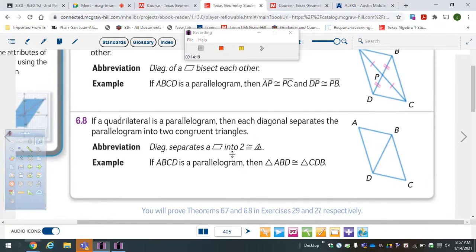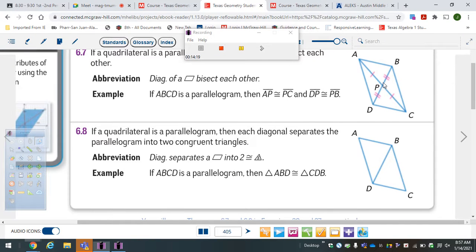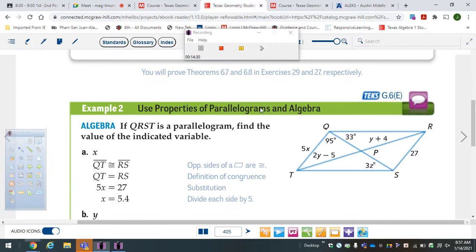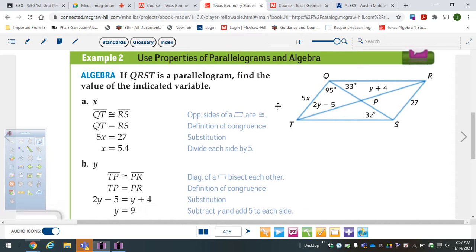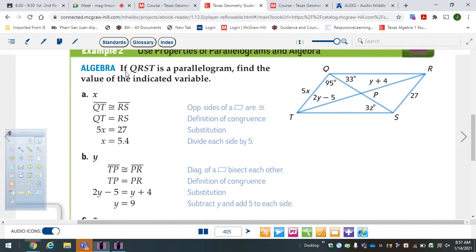Okay, guys, let's use this to our advantage. Remember, diagonals bisect each other. And remember that when the diagonal is drawn, it separates the parallelogram into 2 congruent triangles. So use properties of parallelograms and algebra. What? Sounds like fun already. Okay, let's look at this one real quick. If QRST is a parallelogram, find the value of the indicated variable.